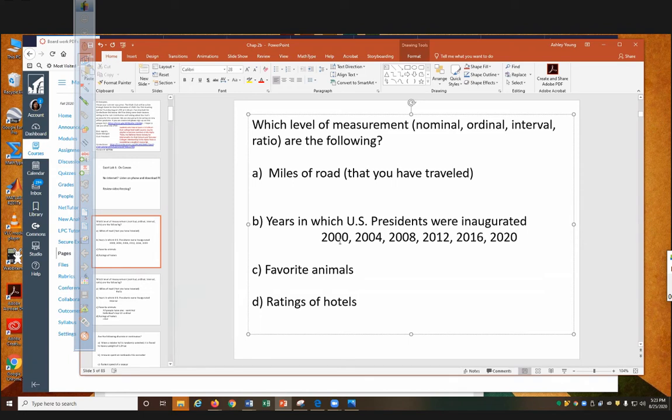2004 is after 2000, and 2008 is after that. So there's definitely an order to it. Interval, yes, they're all 4 years apart. They're all evenly spaced, so that's true as well.